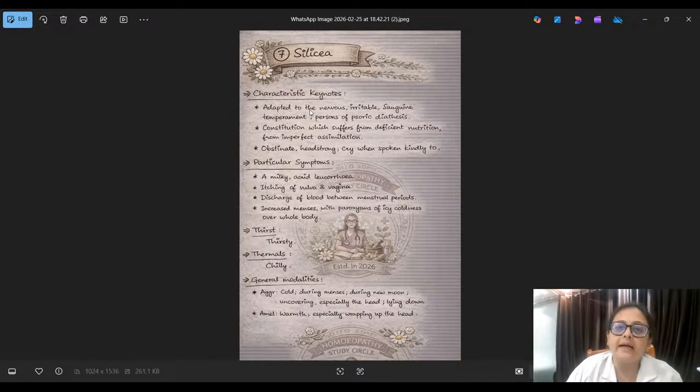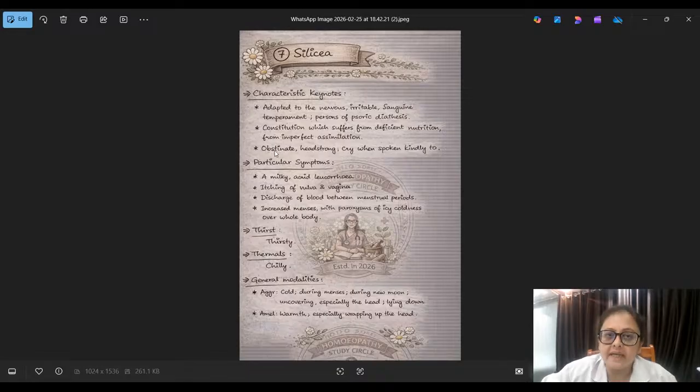Silicea is adapted to nervous, irritable, sanguine temperament, persons of psoric diathesis. Constitution which suffers from deficient nutrition, from imperfect assimilation. This means, see, the girl is eating well. The girl is given nutritious food. It is not that she has malnutrition. She has malassimilation. She is not able to digest it properly. Here the digestion has a problem. Imperfect assimilation means digestion has a problem and she is not able to absorb the nutrients from food, even though she is eating nutritious food. That is what it means.